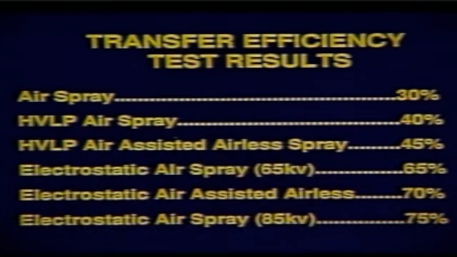I would like to point out that the maximum TE that can be achieved using a non-electrostatic application device is 50%, since the gun is on target only half the time. In order to achieve a TE of greater than 50%, you must use electrostatics to draw paint particles onto the part that would normally miss the target. But please remember, this is a laboratory method designed to test relative performance levels.